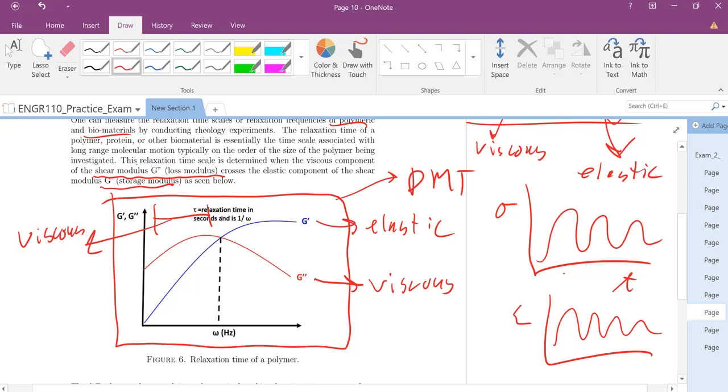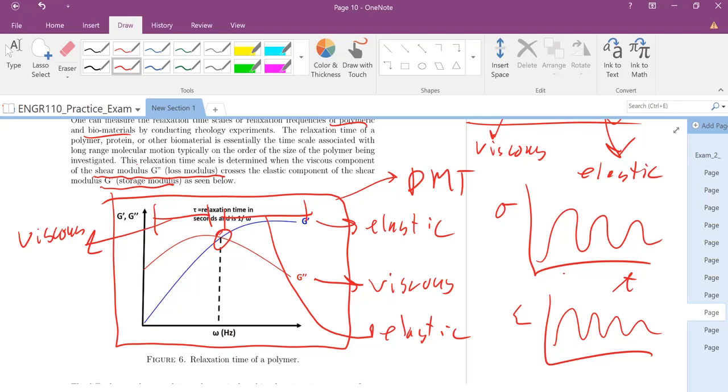On this side of the curve here, the blue curve now dominates. Again, at higher frequencies, you're not allowing that polymer to rearrange, so you're just going to pull on the bonds, you're not allowing it to flow. This will be your elastic response. And this crossover point here is the characteristic relaxation time of your polymer chain. So if you take 1 over the frequency, you'll figure out the time that that polymer, that biomaterial, requires to reconfigure and reorganize itself.